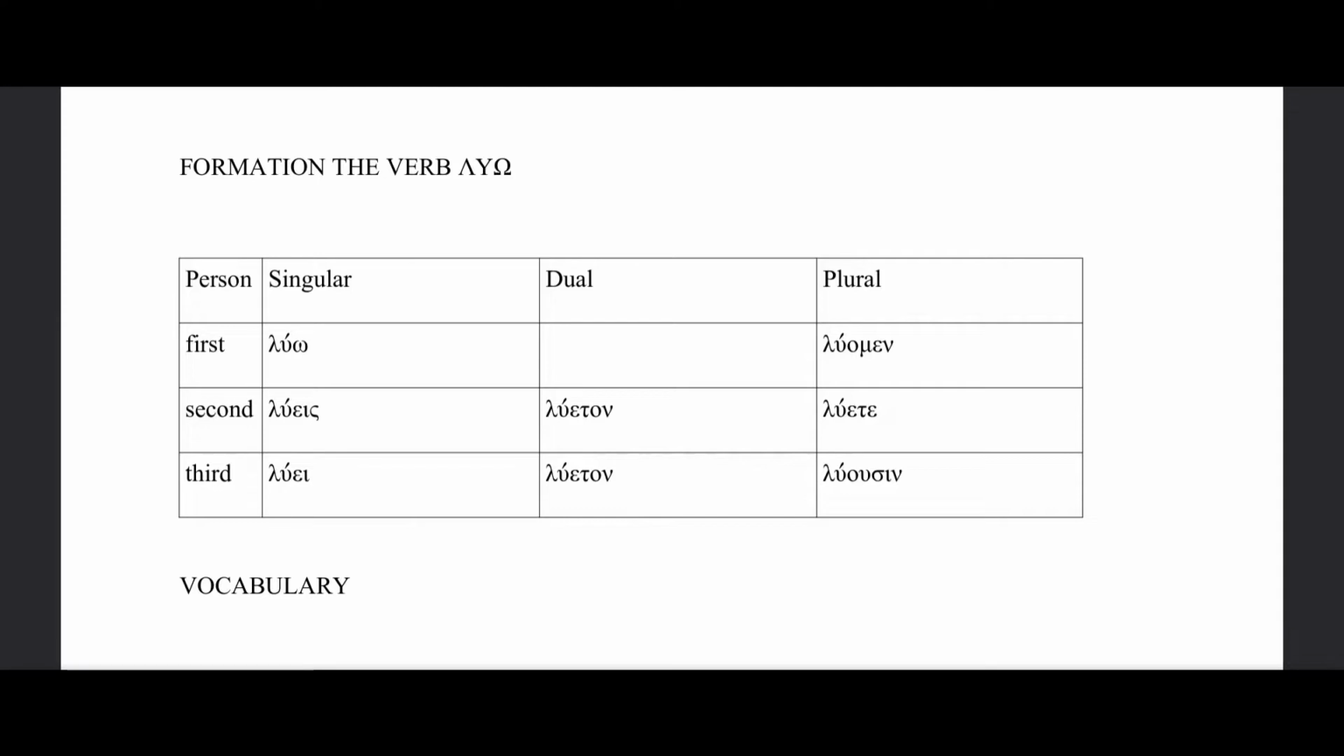In the previous lessons, we studied female nouns as paradigms of the first declension. We are also familiar with the sounds and accents of Homeric Greek. Lastly, through translation exercises, we have some knowledge of the oblique cases, namely genitive, dative, and accusative. Now, let us study the formation of the verb luo in the present tense of the active indicative.